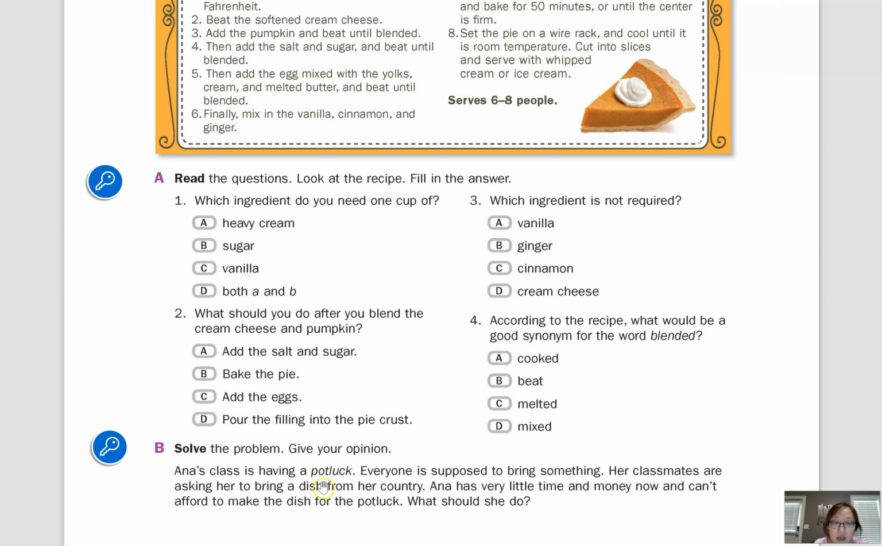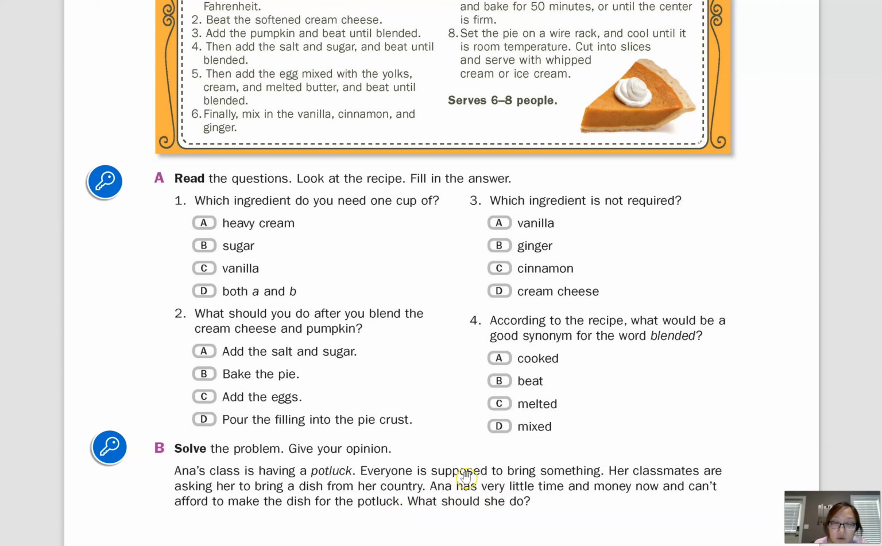Okay, so the host doesn't make everything. The guests each bring one dish. Okay, and then everyone is supposed to bring something. And there we go. There's the definition of a potluck. Her classmates are asking her to bring a dish from her country. Anna has very little time and money now and can't afford to make the dish for the potluck.